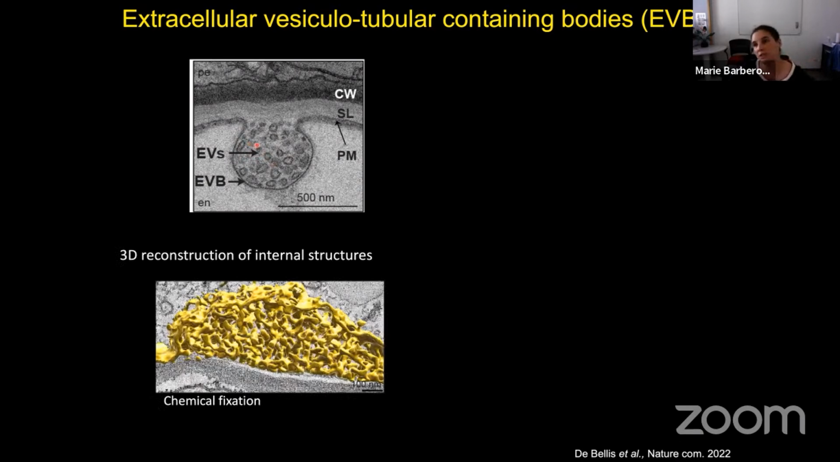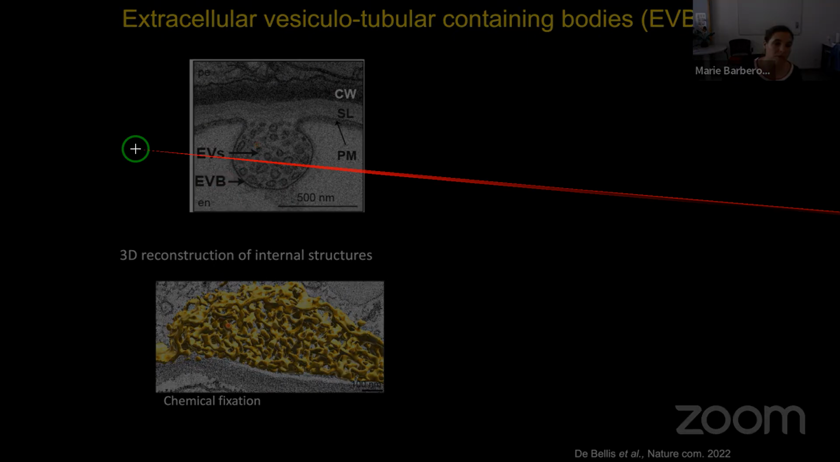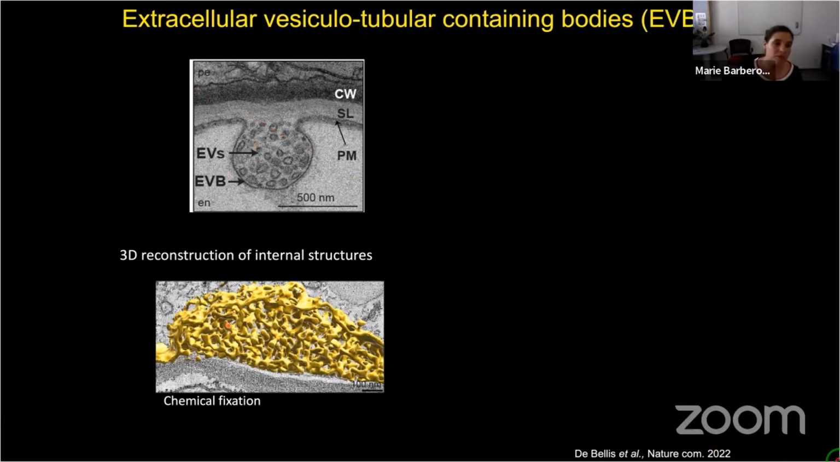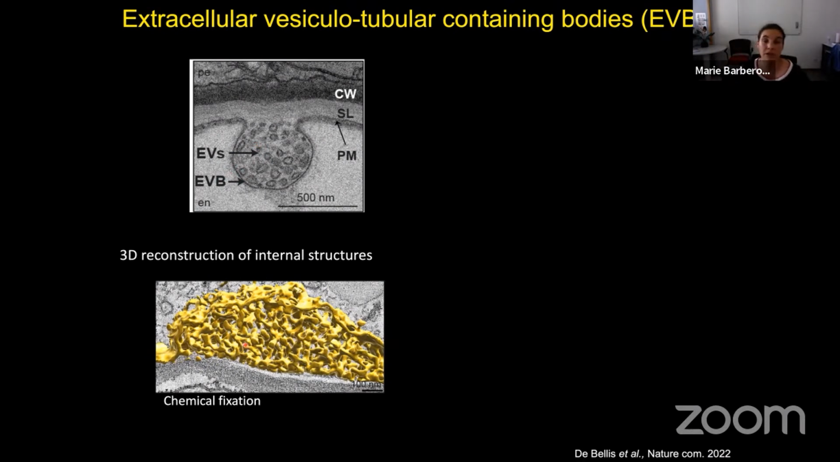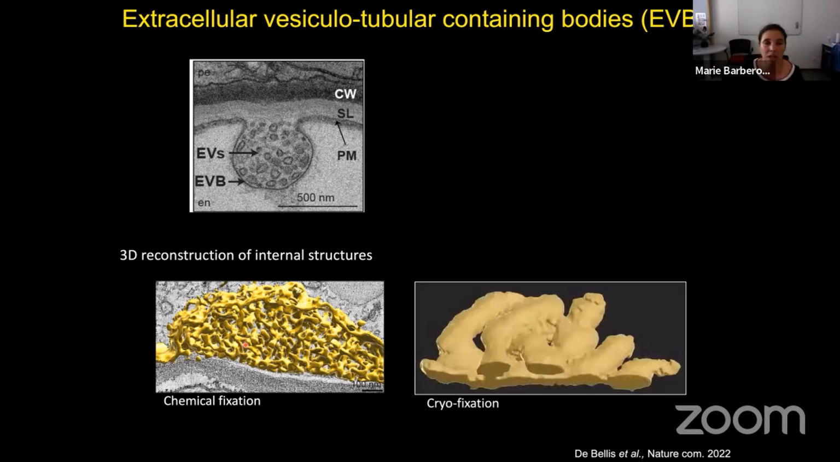And when we did a 3D reconstruction of this internal structure, we could see that we have a highly reticulated network of something that we can call vesiculotubules. So this is what we could observe with chemical fixation. We wonder if maybe the chemical fixation itself could lead to some artifact explaining this highly reticulated network.